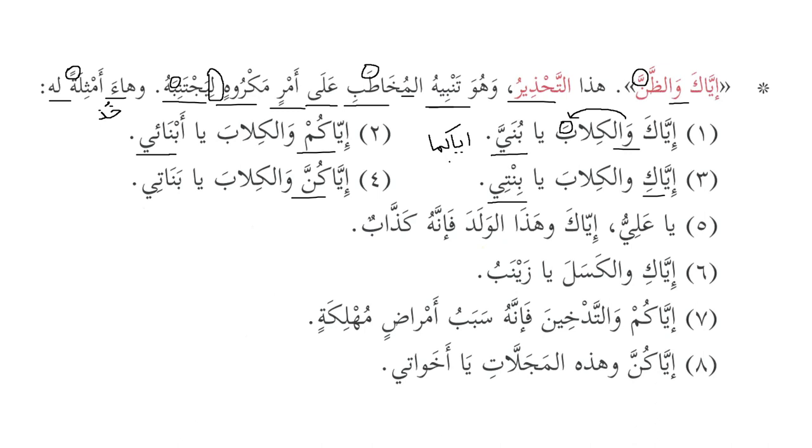إياكما again. Perfect. It's the same. Iyakuma, ya bintiya. If we have two, so ibnatun and abanati, we can also use two daughters as well. Perfect. And now we have Ya Aliyu, Iyaka wa hadha al-walada. So, O Ali, beware of this boy, yeah.